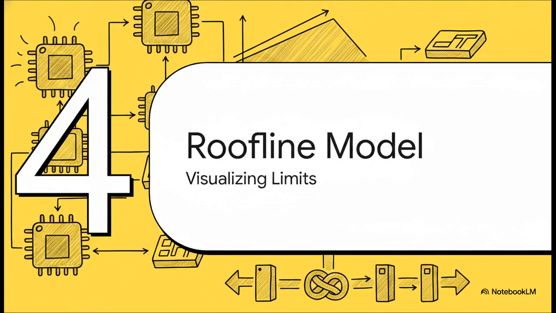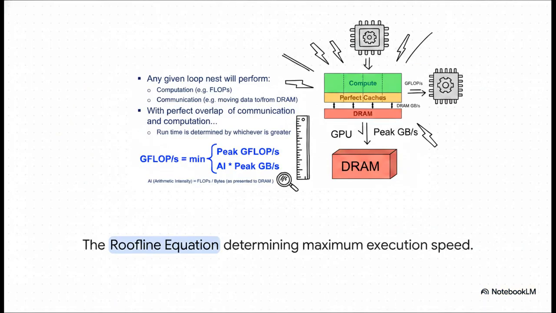All right, part 4, the Roofline Performance Model. Let's visualize these limits. So, code execution runtime is determined by whichever is greater, the time spent doing computation or the time spent doing communication. Even with perfect overlap, your overall performance is constrained by a strict mathematical equation.